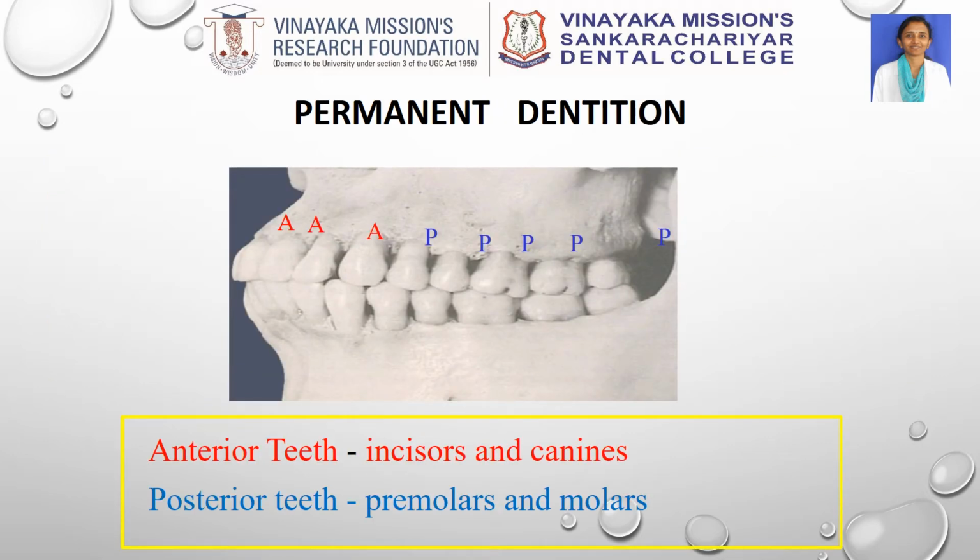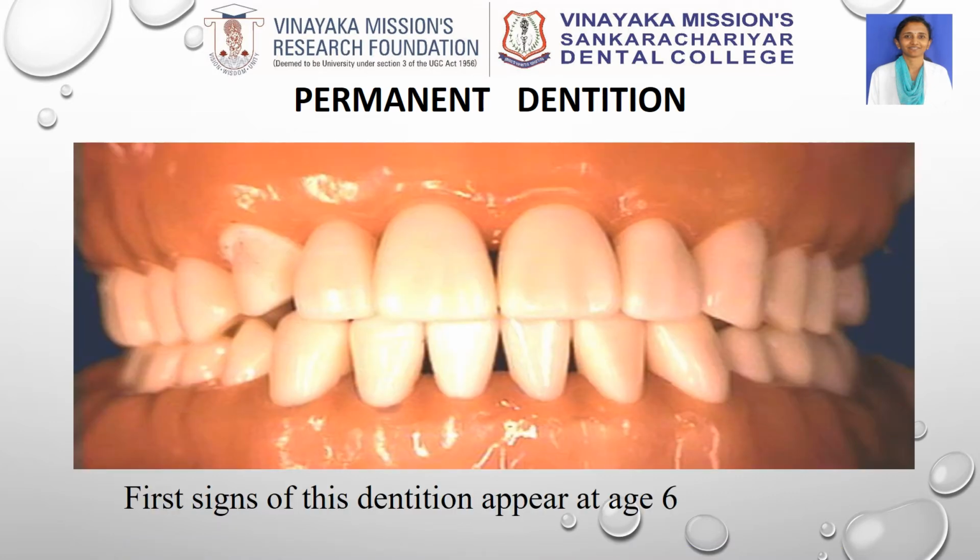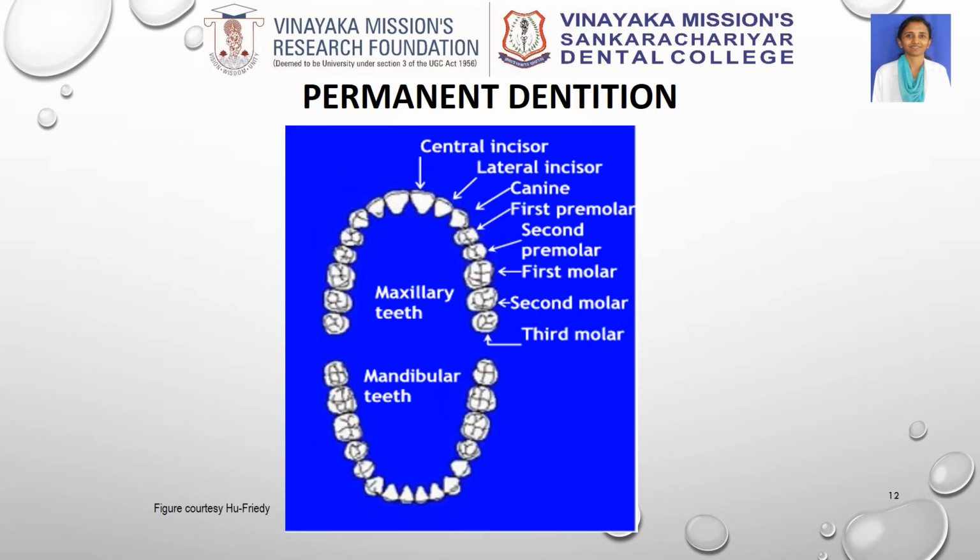Here you can see a skull with the teeth marked A and B. All the teeth marked A are the anterior teeth, which are incisors and canines, and all the teeth marked B are posterior teeth, which are premolars and molars. The first sign of the permanent teeth erupts at the age of 6. The first teeth erupting will be the first molar. The first molar erupts behind the second primary molar.